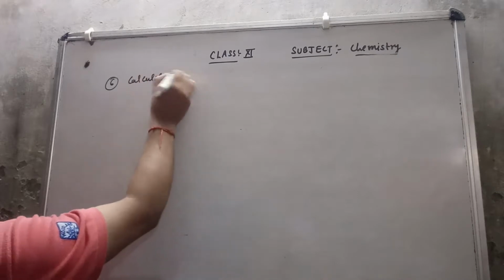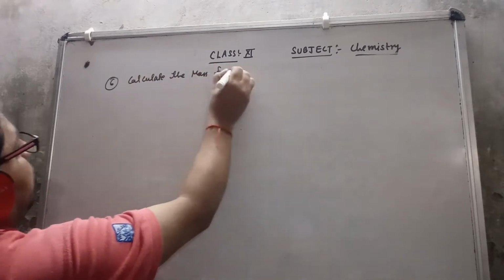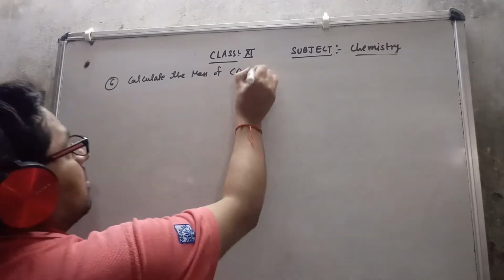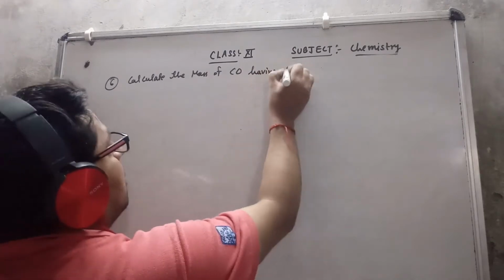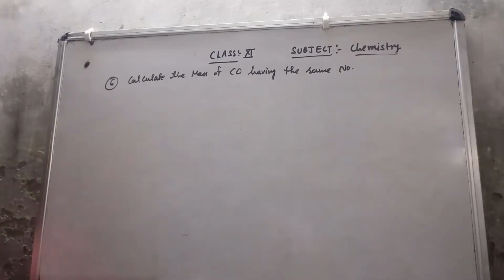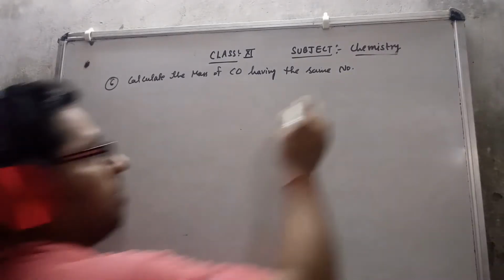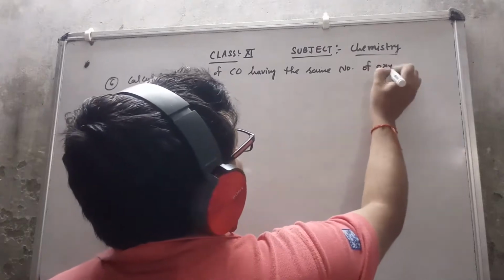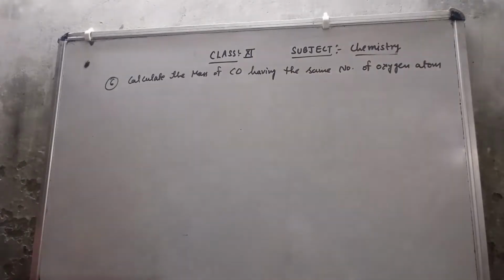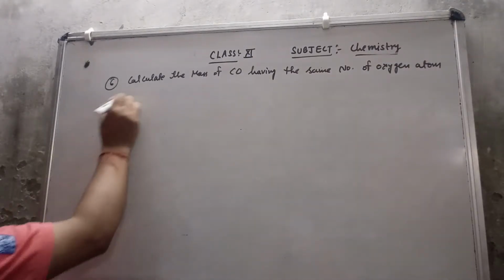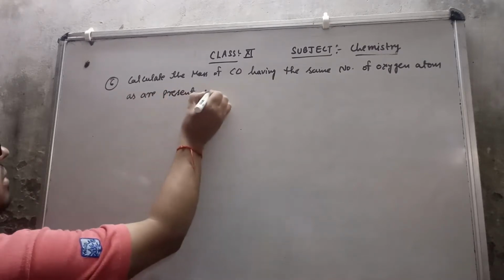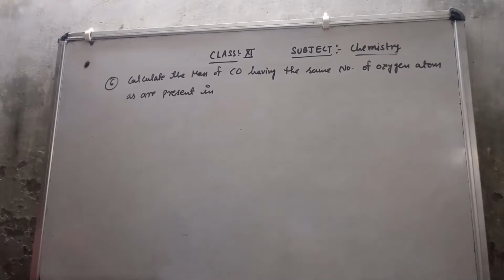Calculate the mass of carbon monoxide, CO, having the same number of oxygen atoms as are present in 88 gram of carbon dioxide.